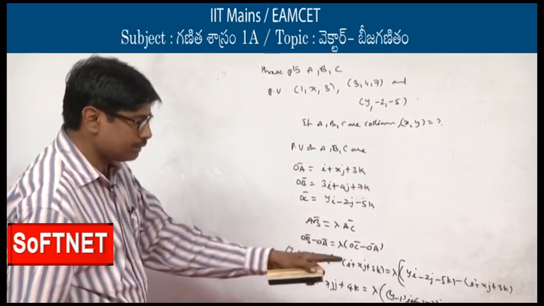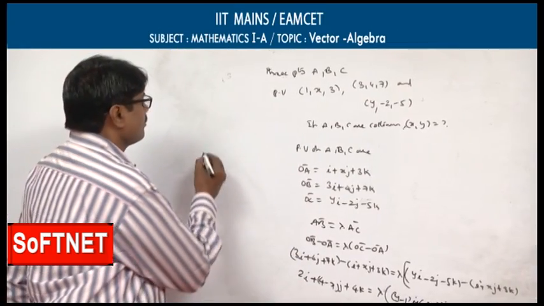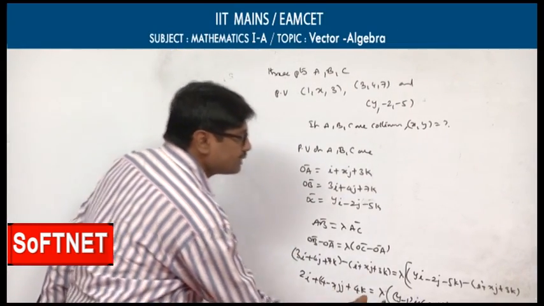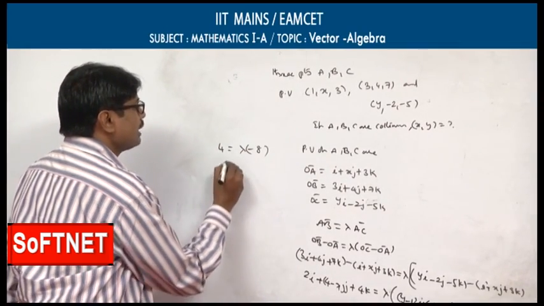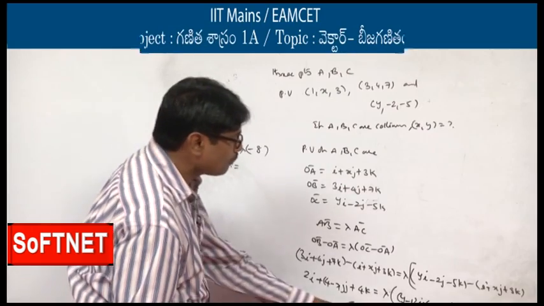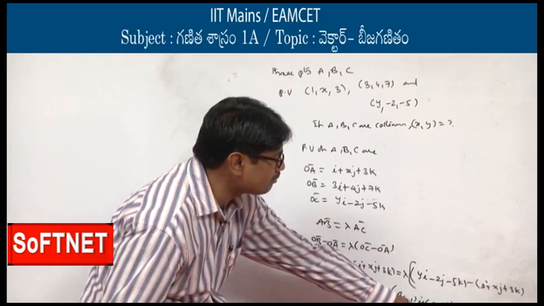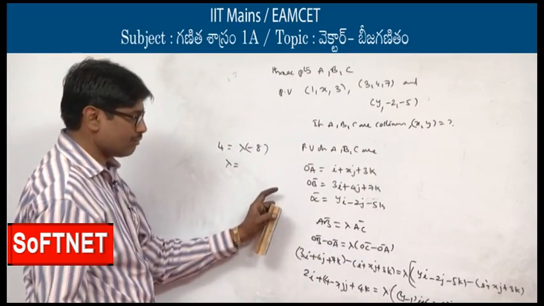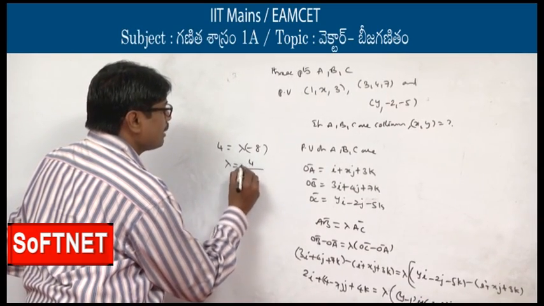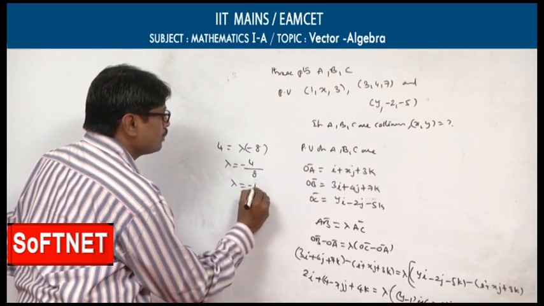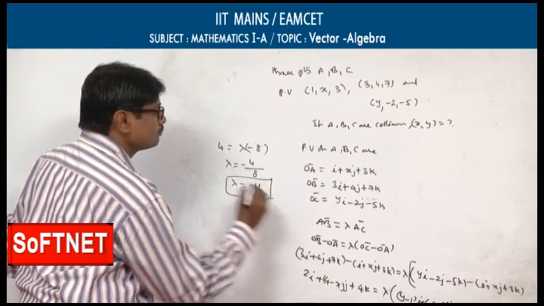On equating component wise, 4 is equated to the coefficient of K, that is lambda into minus 8. Equating the coefficient of K bar, then lambda is equal to 4 divided by minus 8. Lambda will be equal to minus 1 by 2.